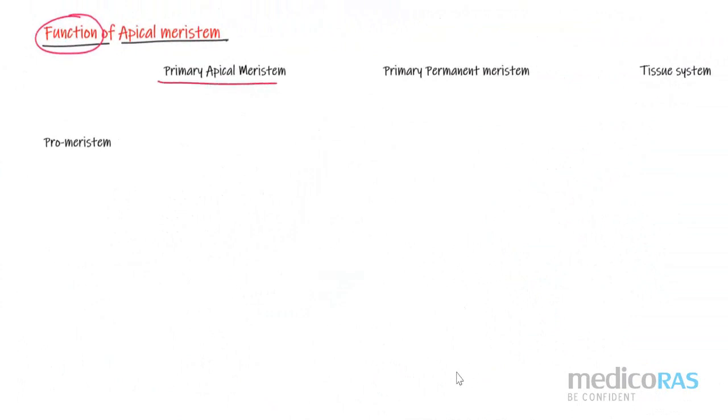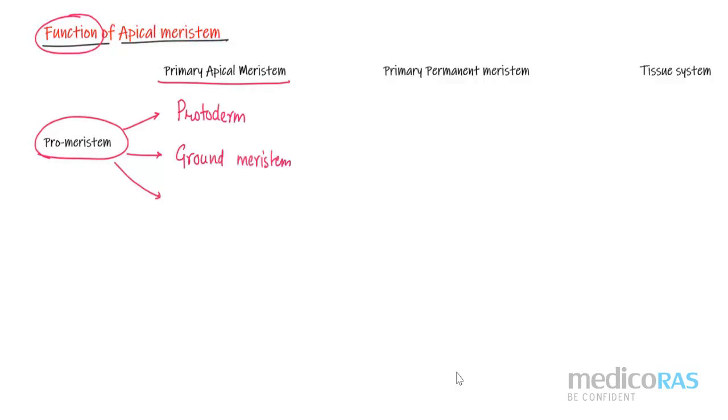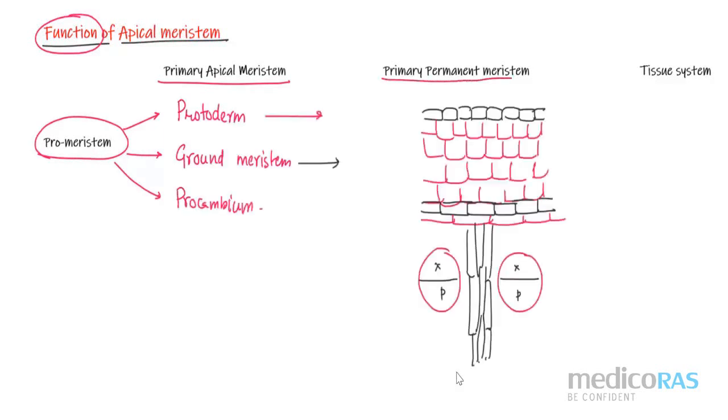The primary apical meristem is developed from the promeristem and it has three different types. The first one is known as protoderm, the next one is known as ground meristem, and the third one is known as procambium. Now from the protoderm, as you can see here, we will develop epidermis in case of shoot system, and if it is root, then the same thing we can consider as epiblemma.